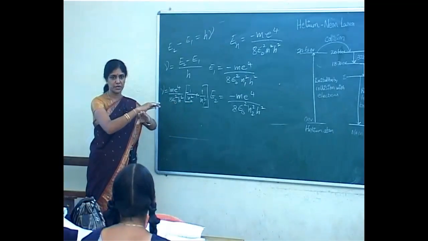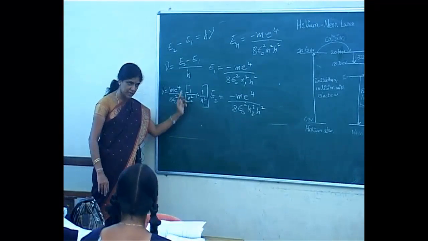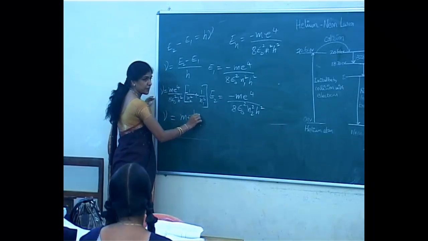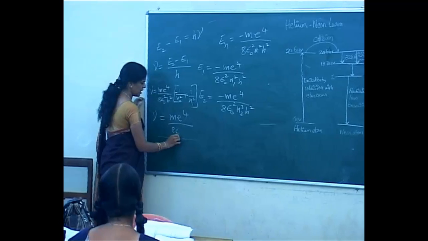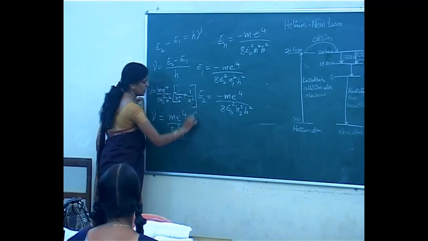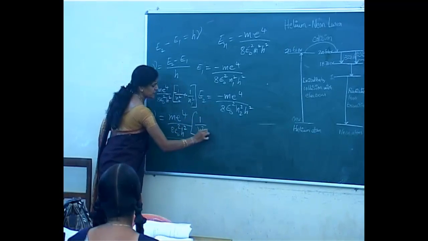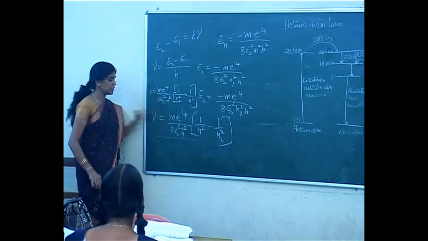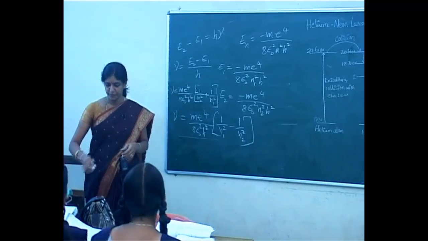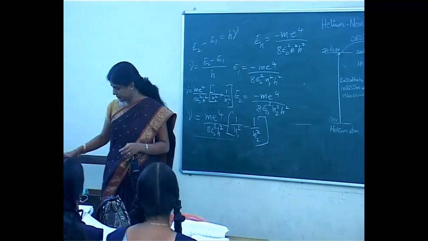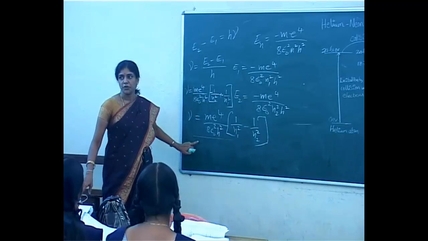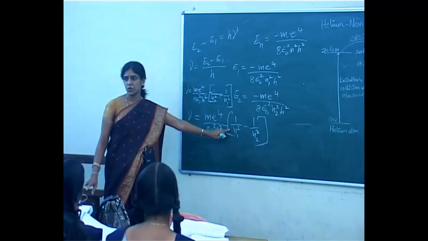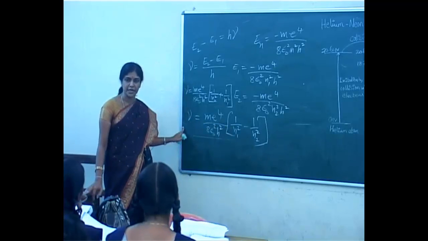I can rewrite this equation. So take the positive term first, negative second. So what happens to this frequency? m e power 4 by 8 epsilon naught square h square into 1 by n1 square minus 1 by n2 square. Clear? So this is the frequency part. What is wave number? I found out the frequency of the spectral radiation emitted. By finding all these values, I can easily find out the spectral frequency of the radiation.